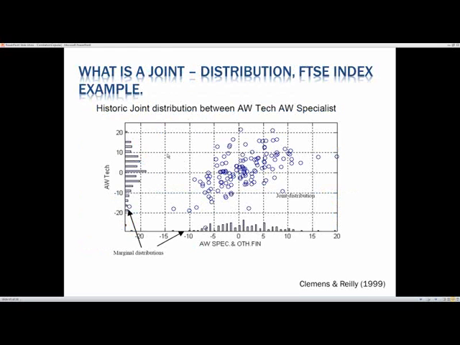Here's an example from a financial perspective of what a copula might look like, and I really do like the idea of it pulling the marginal distributions together to produce what we have, a joint distribution. So here's a visual representation, and we got this from Clemens and Riley, who were basically citing the relationship. They were building a joint distribution between the FTSE All-World Tech Index and the FTSE All-World Specialist Index to see what would happen. And over here is the scatter plot of what that joint distribution would look like, and here are the histograms relating to the marginal ones.